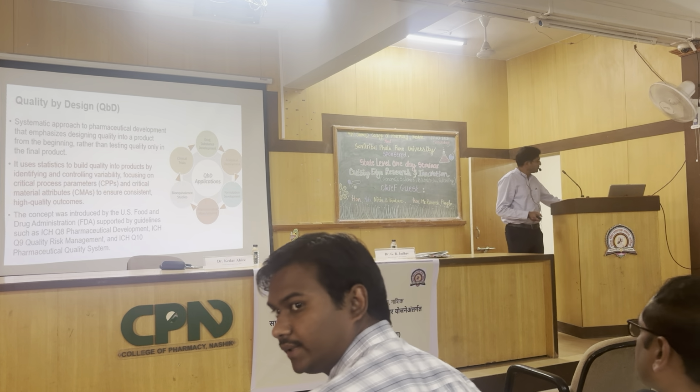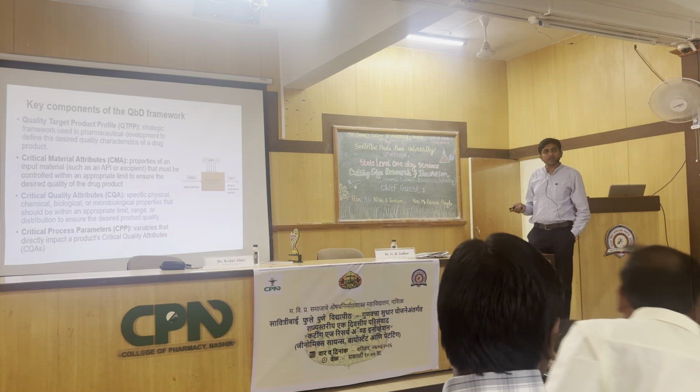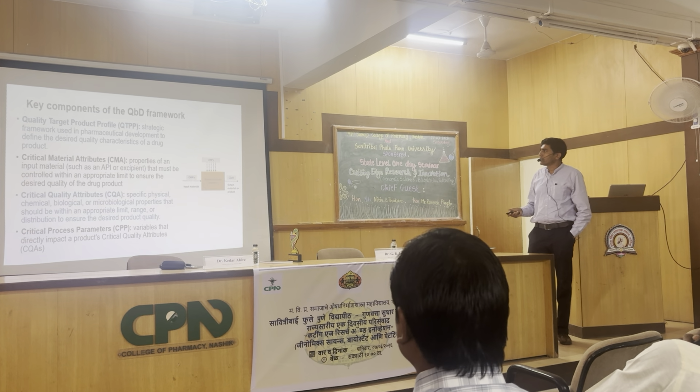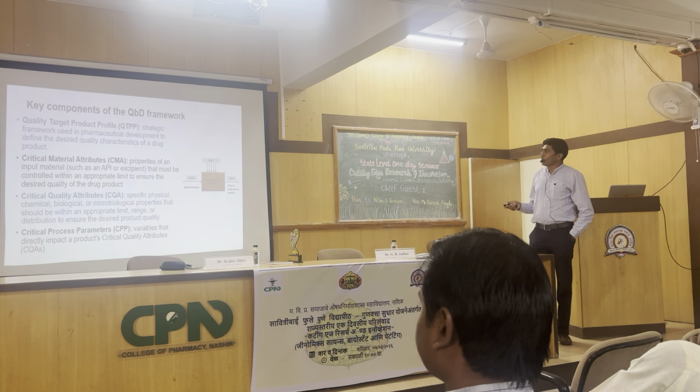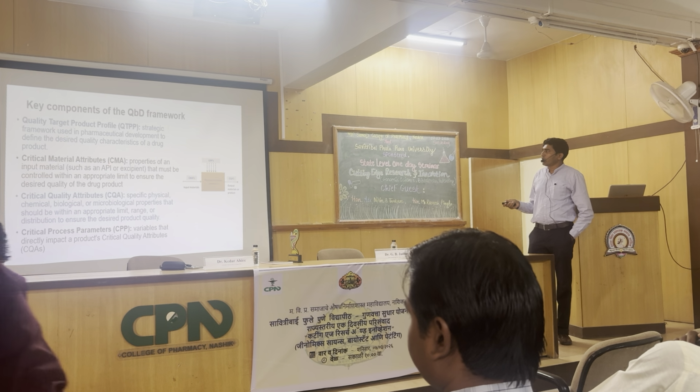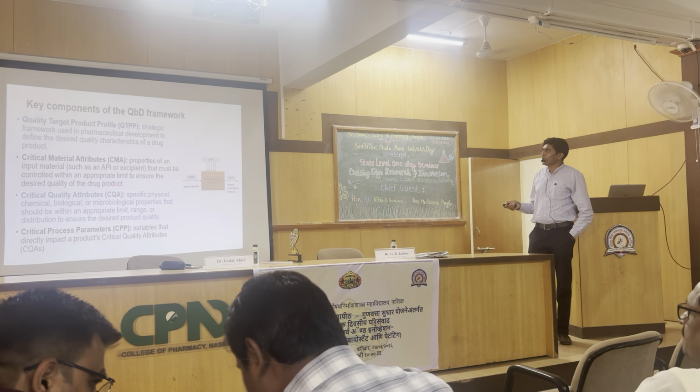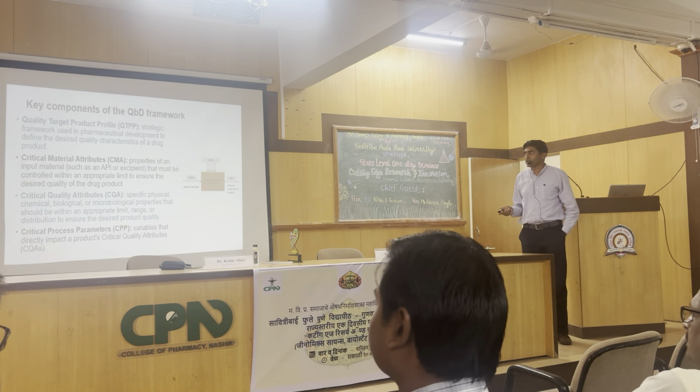So these are a few things which are very important to understand the basic biostatistics which I am going to cover in this section. So, quality target product profile. It is a strategic framework used in pharmaceutical development to define the desired quality characteristics of the drug products. Critical material attributes. These are the properties of input materials such as API or excipient that must be controlled within appropriate limits to ensure the desired quality of the drug product.